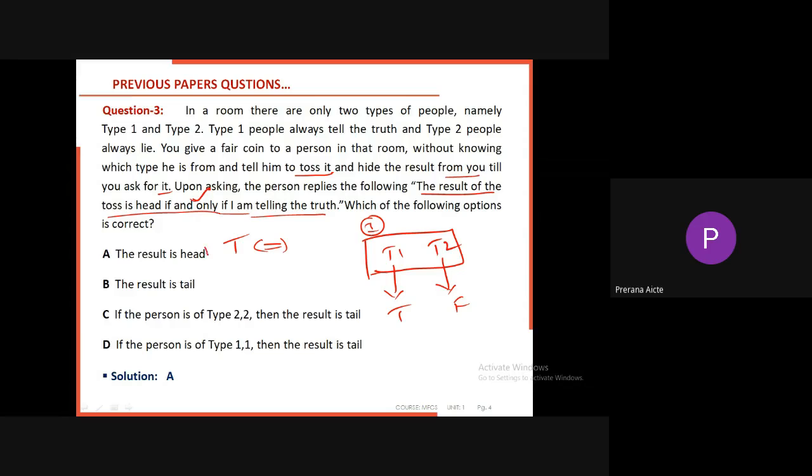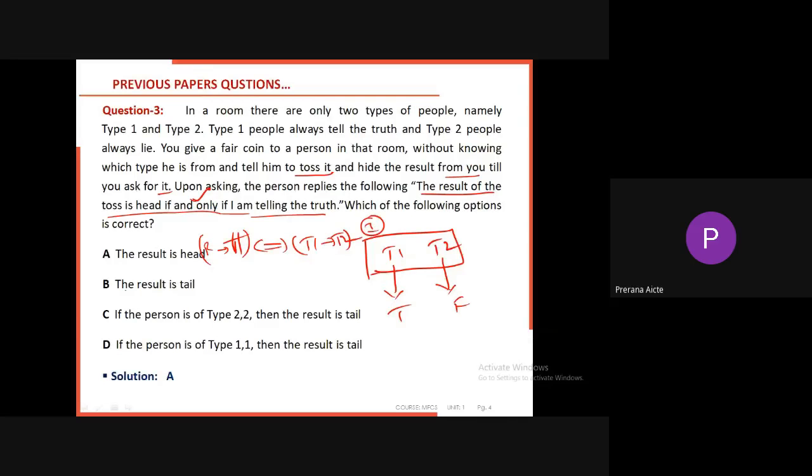Okay, so that is the result of the toss is head. If R implies, let us say H, that is head, then I am telling truth. Then, let us say T is telling T1 implies T2, like that. Now from this statement, we have to check which of the following options are correct.